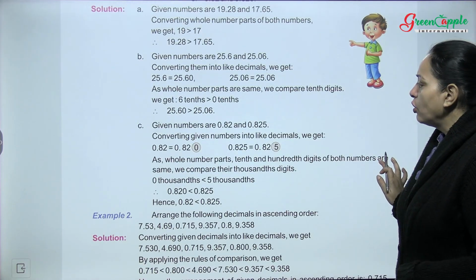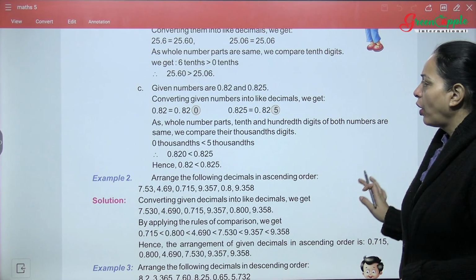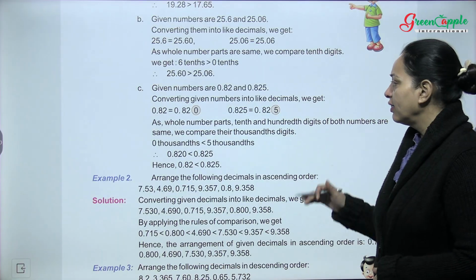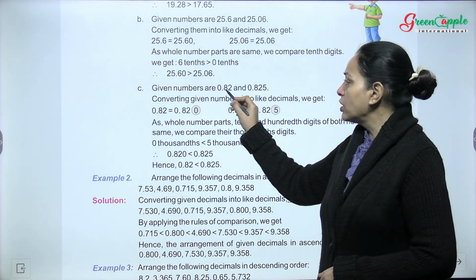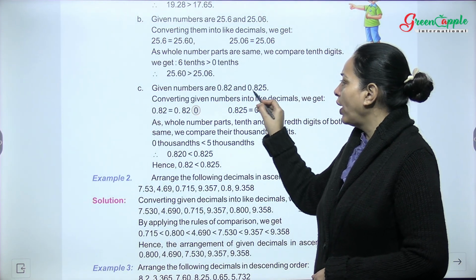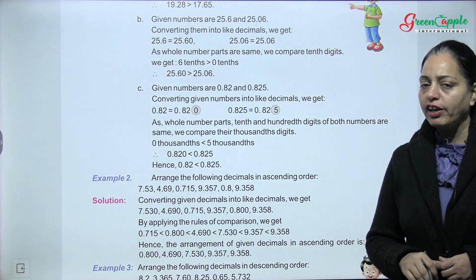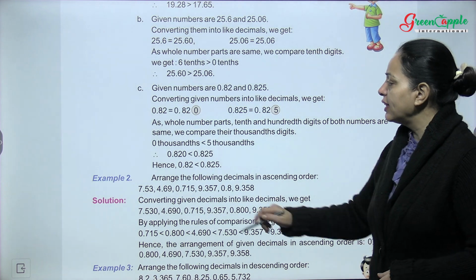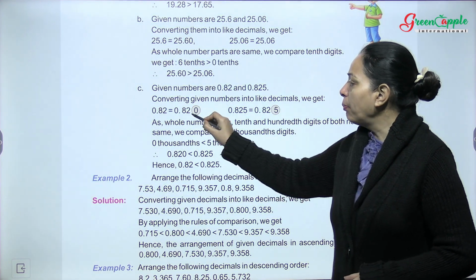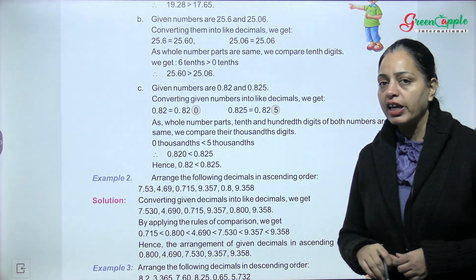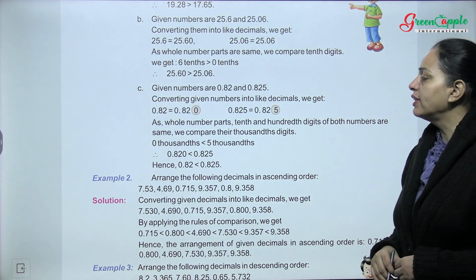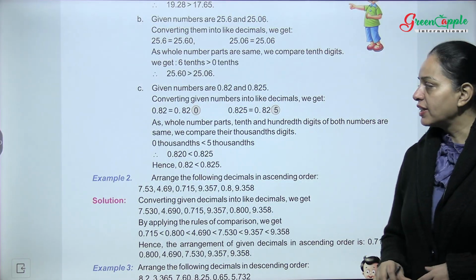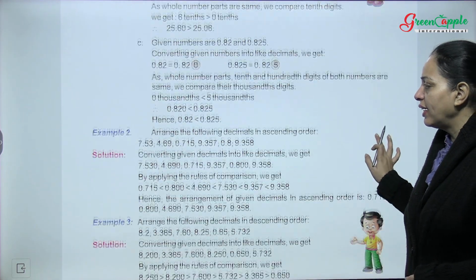Now C part, 0.82 and 0.825. Convert into like decimals, 3 decimal places. So this becomes 0.820 and this is 0.825. Now see, the whole part is the same. Now compare the tenths digit, the same. Compare the hundredths, that is also the same. Now compare the thousandths digit. This is 0 and this is 5. So this is bigger. That's why the second number is greater.